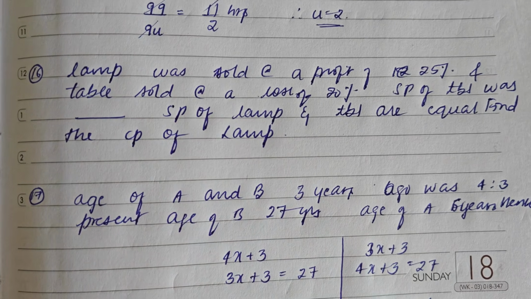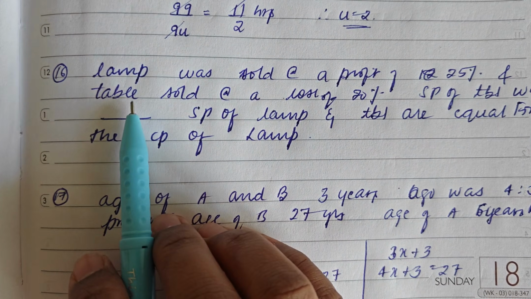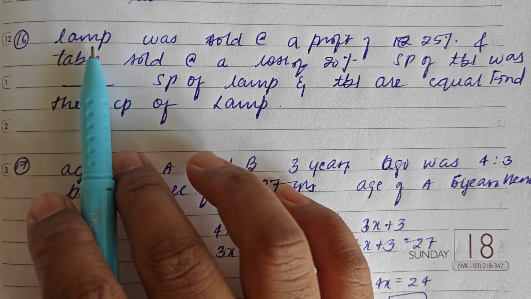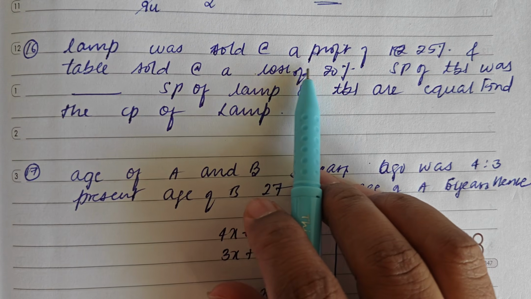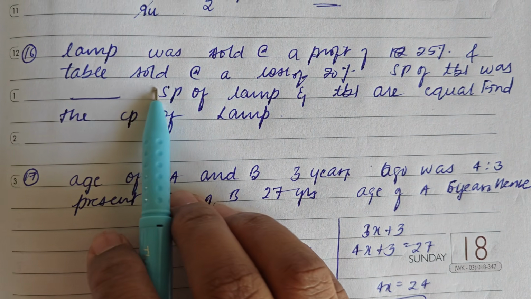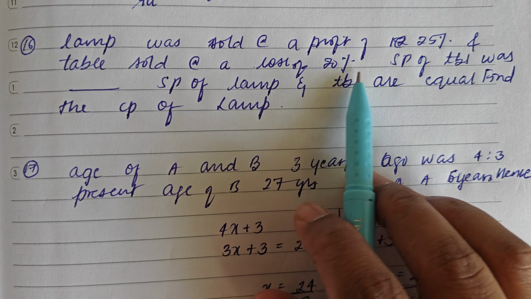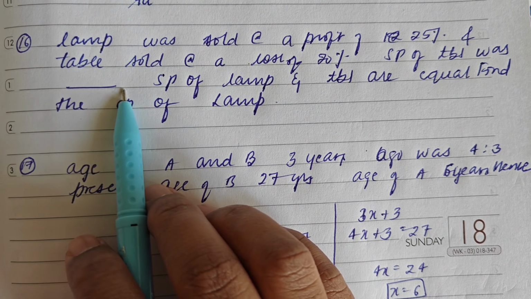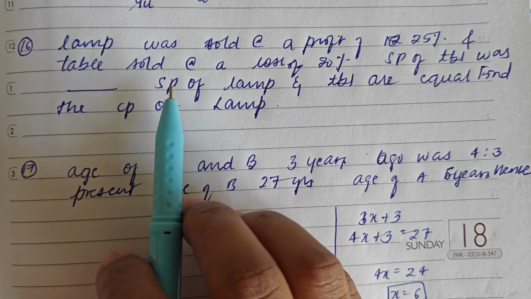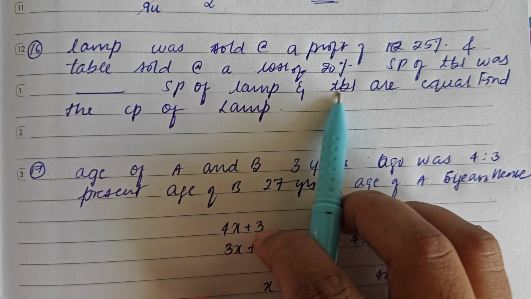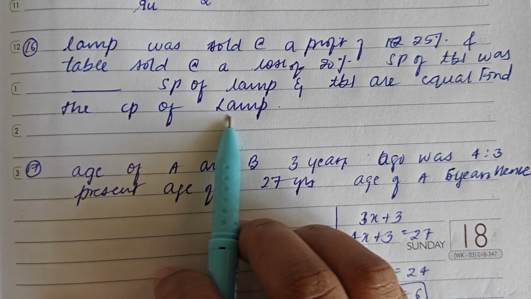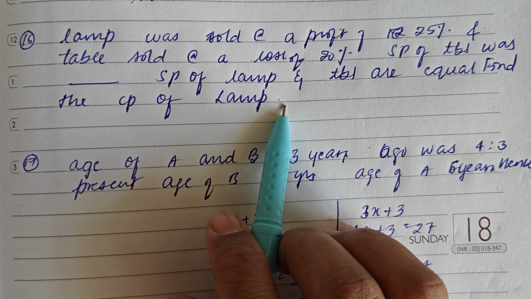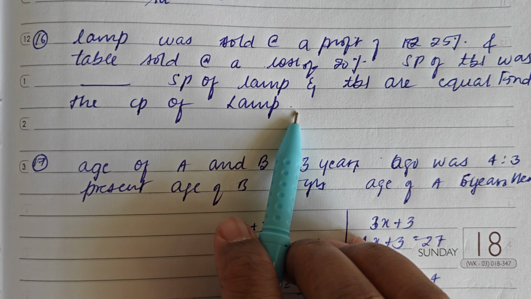Okay. So this one, I remember part of the question. The lamp was sold at a profit of 25% and the table was sold at a loss of 20%. So the selling price of the table was given, but I don't remember what the number was. Then the selling prices of the lamp and the table are equal, so find the cost price of the lamp. I marked the answer, but currently I don't know what the answer was. If you know, do let me know in the comment section.